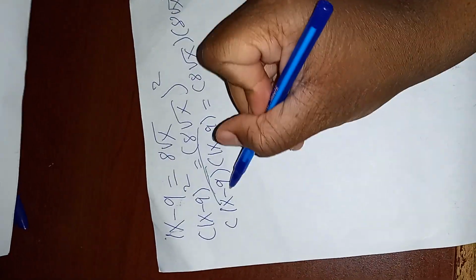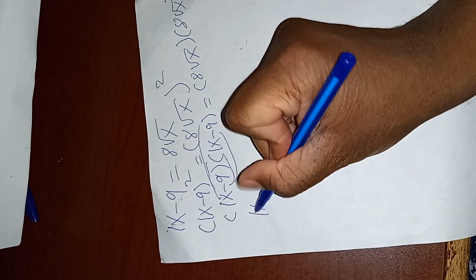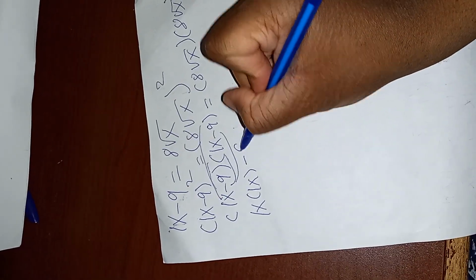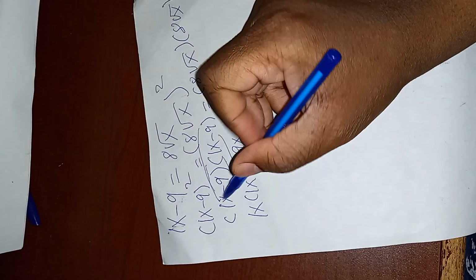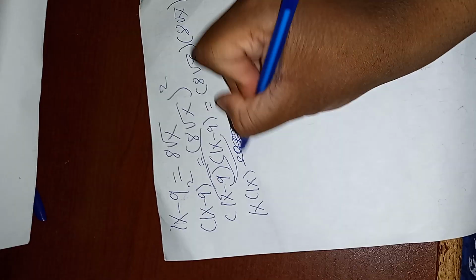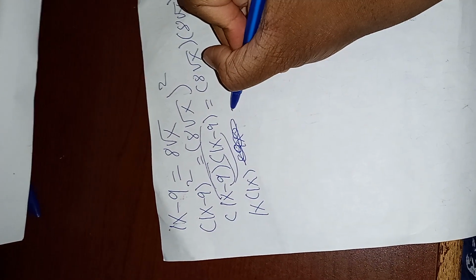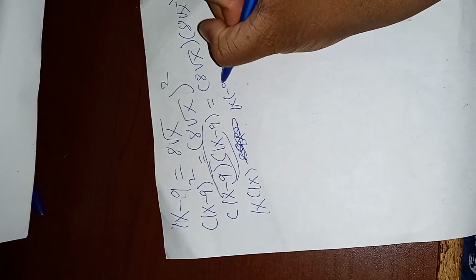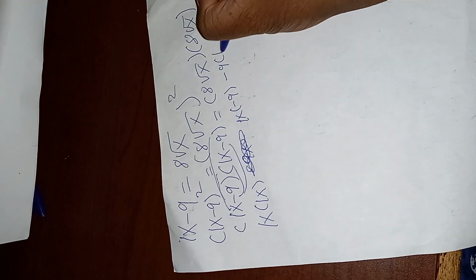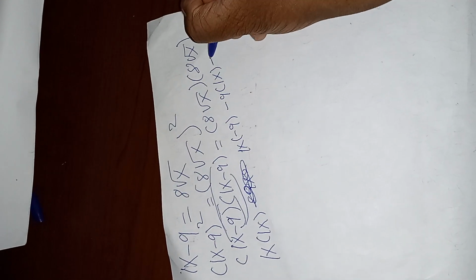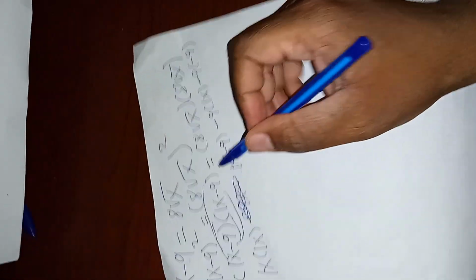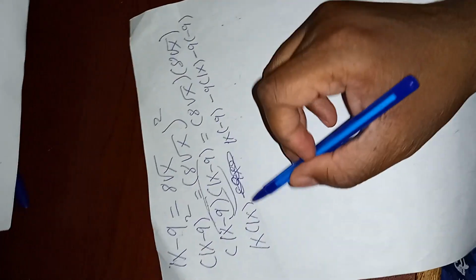Outer, outer, inner, inner. So 1x times 1x, minus 9x, and 1x times minus 9, we can just break that down to 1x times minus 9 instead of simplifying ahead of schedule there. And then minus 9 times 1x, and then minus 9 times negative 9. So this is the left-hand side. And then we simplify that.